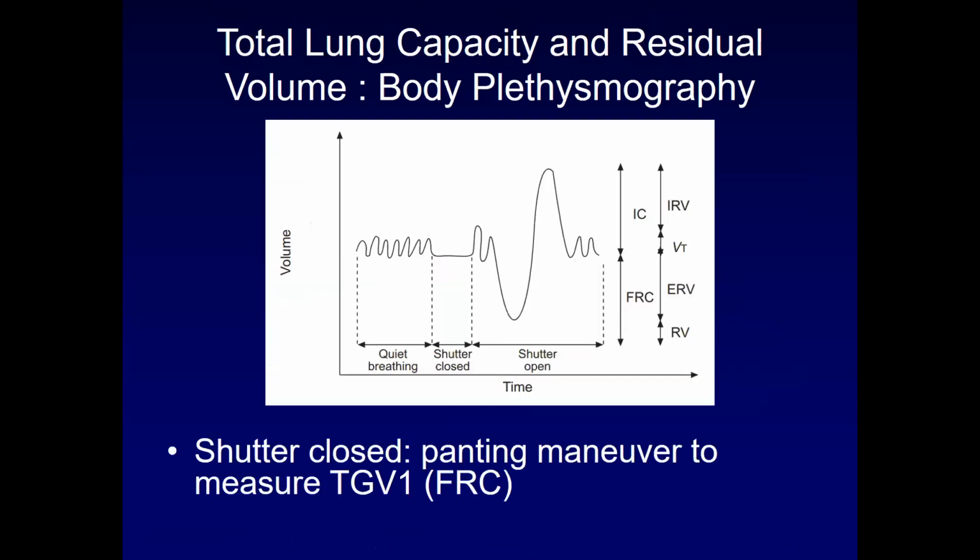This is effectively what the respiratory therapist is doing. The respiratory therapist will have the patient do quiet breathing throughout the early part. Then at the end of a tidal exhalation, they'll close the shutter. Then they'll ask the patient to pant in and out against the shutter for a finite period of time. The panting maneuver is to measure the thoracic gas volume at time 1, or functional residual capacity.